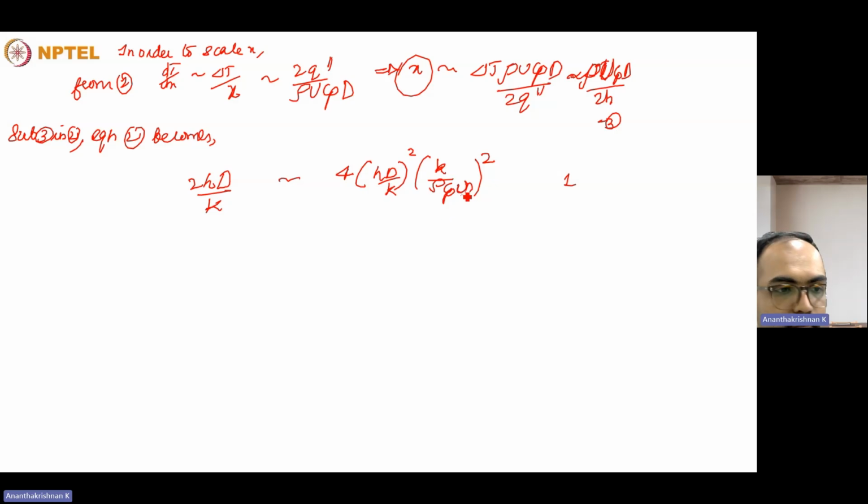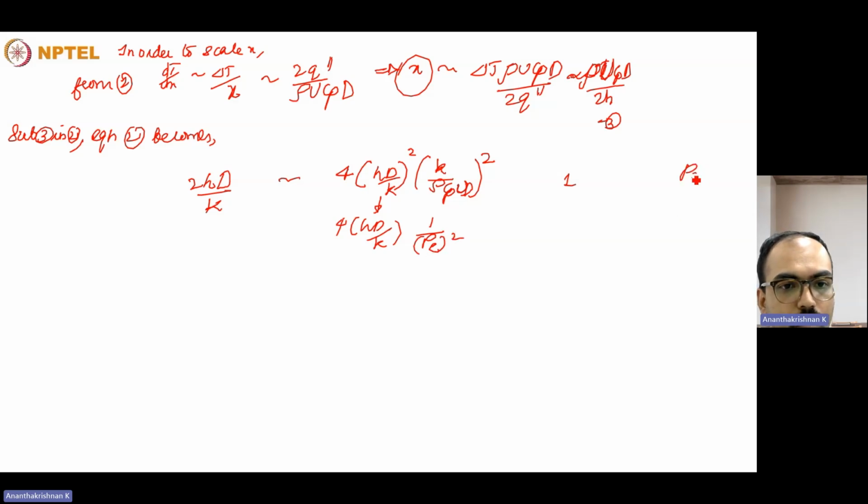So the second term we can actually do some kind of mathematical manipulation. So what we could write is that UD divided by alpha, K by rho CP is equal to alpha. UD divided by alpha will be the Peclet number term. So this can be written as 4 HD by K into K by rho CP divided by UD, that is equal to 1 by Peclet number, 1 by Peclet number, the whole square.